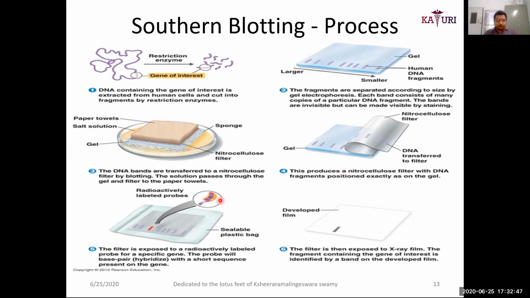And finally, the filter paper is exposed to a radioactively labeled, specific gene probe. Then the film is developed. These are the different steps of the Southern blotting process. Okay, I think it is clear now, because each step you have to understand properly, and better you try to draw a diagram in the examination.